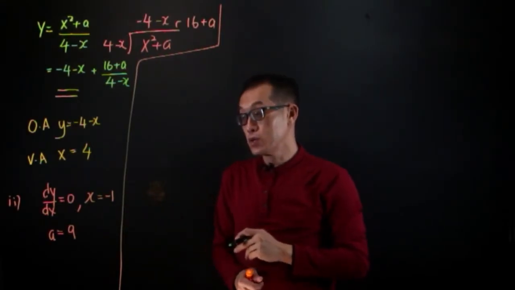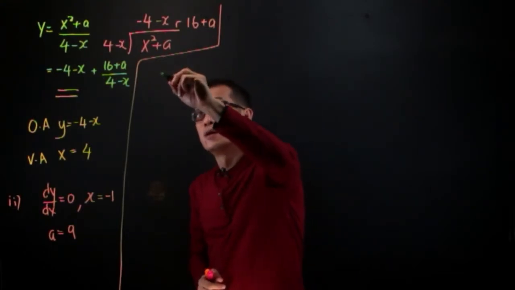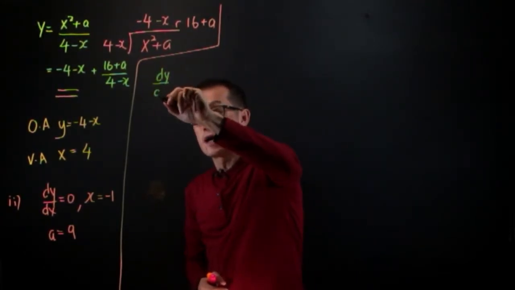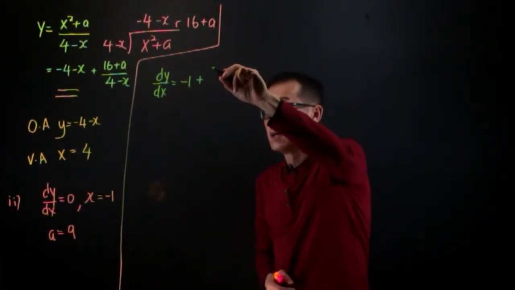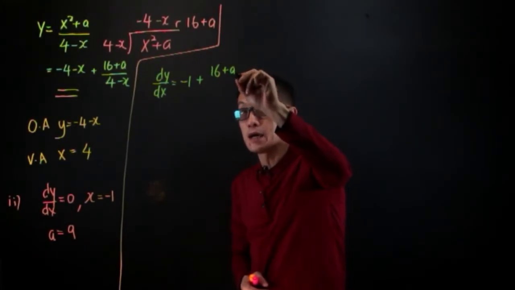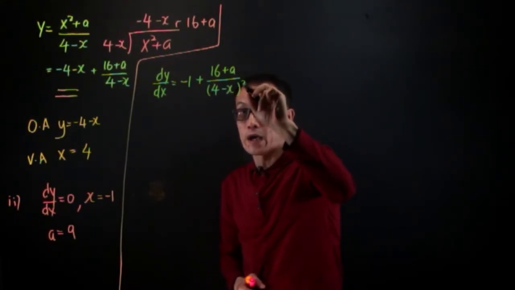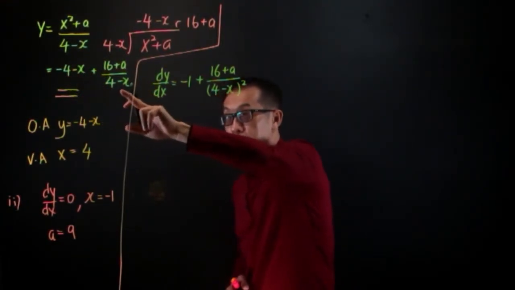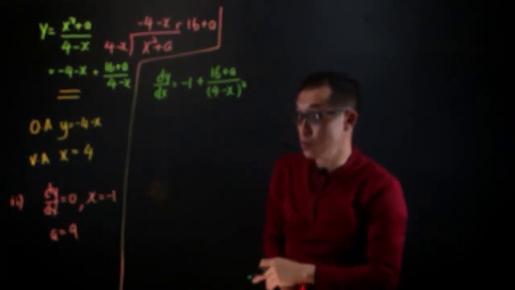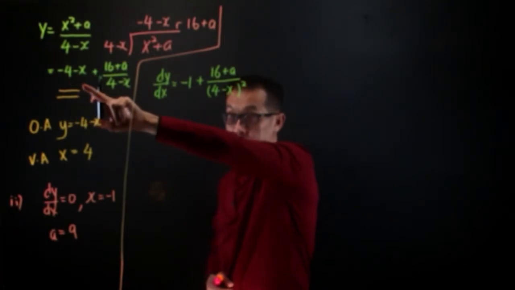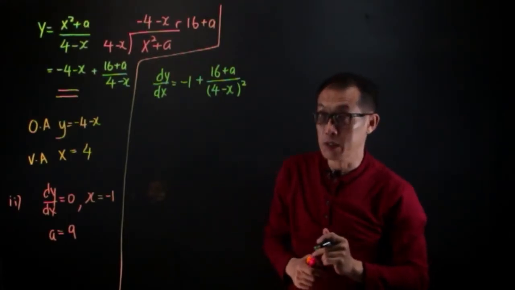Now dy by dx equals 0. So we do a differentiation of this equation. So dy by dx will be equal to minus 1 plus (16 plus a) over (4 minus x) squared. Now it is easier to differentiate this rather than the original because that involves the quotient rule, so there's a lot of simplifying to do. Whereas here, this is a direct differentiation. Here you just do a chain rule and you will come to this.